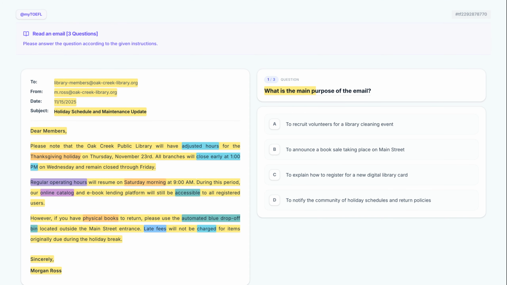What is the main purpose of the email? This question asks for the main purpose of the email. In TOEFL, this means you need to identify why the text was written, looking at the overall message. Now, keeping this in mind, let's look at our options.